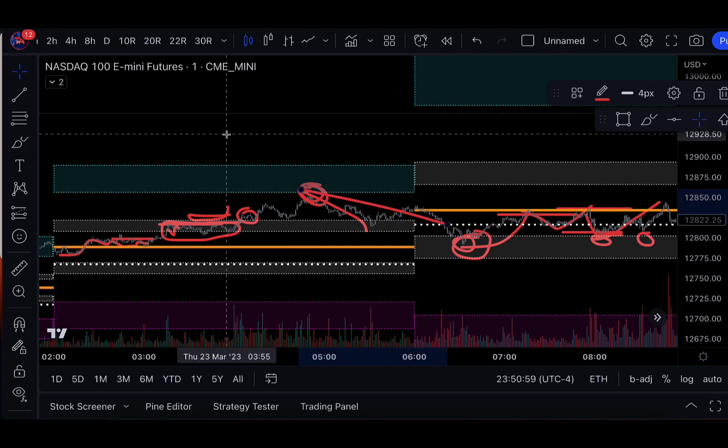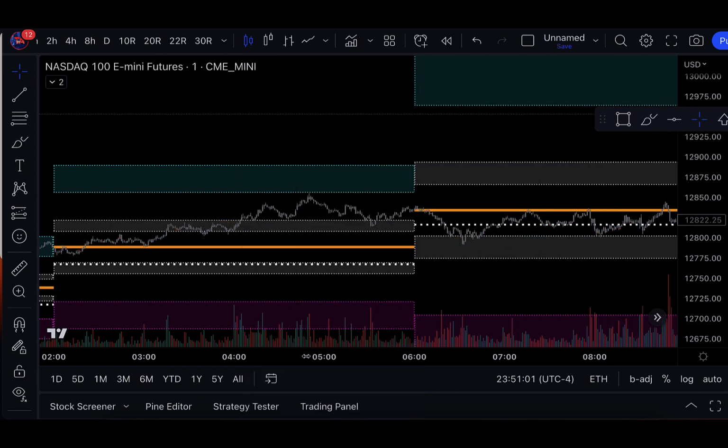So again, it's just a very good way to understand market movement. It's a really good way to set up and plan your trades accordingly. It's a good way to understand market auction theory and where price is being accepted.